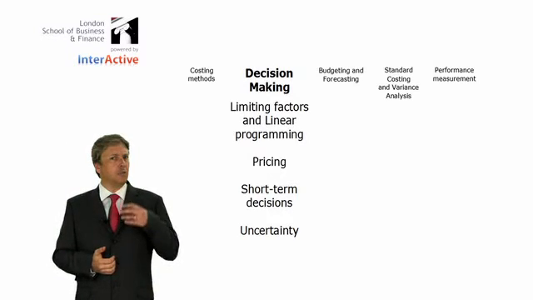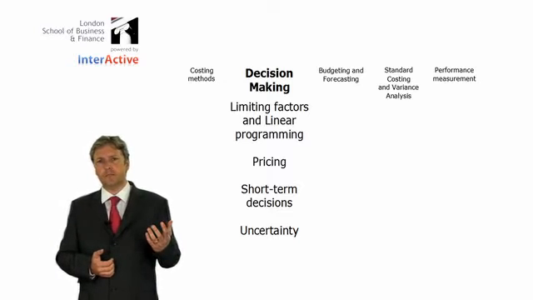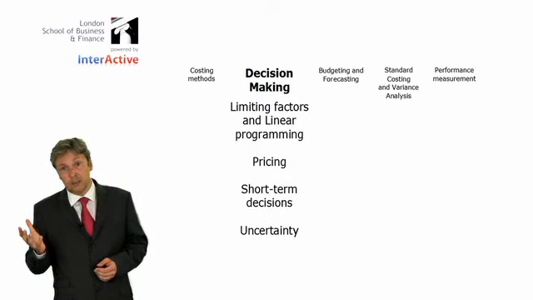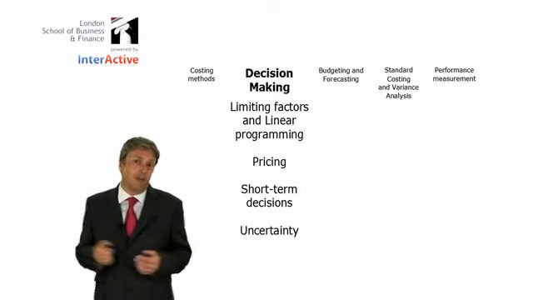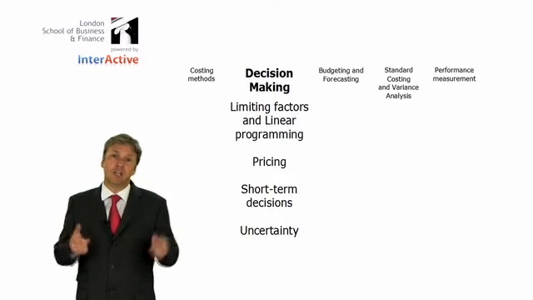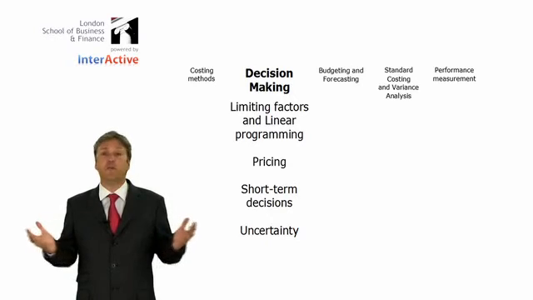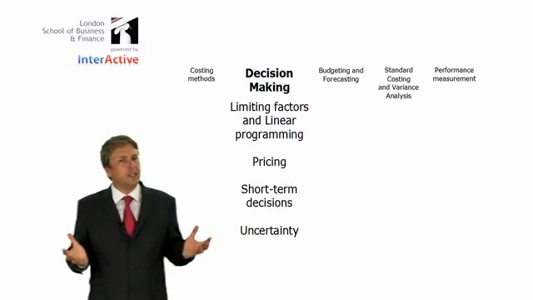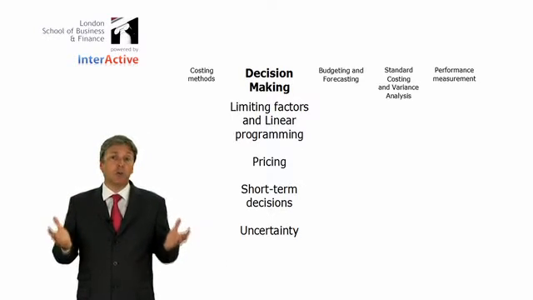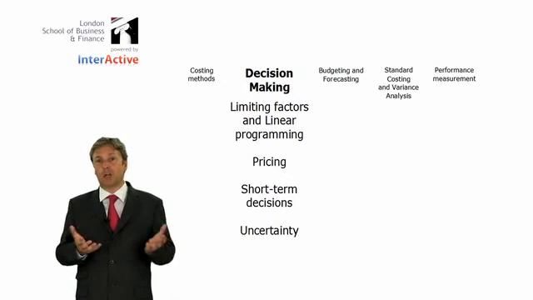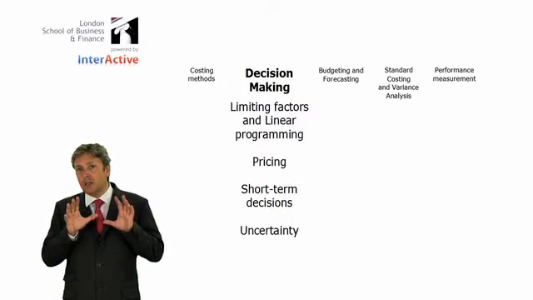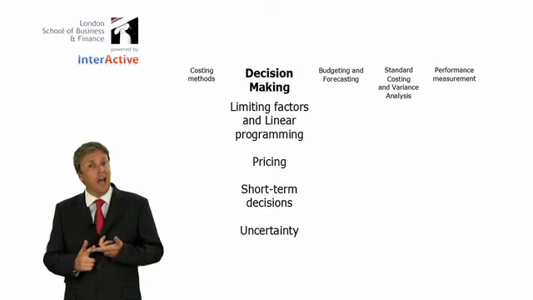We also have to know about relevant cost analysis in terms of short-term decision making. We also have to look at pricing. Now, you could argue that pricing doesn't necessarily have to be part of decision making, but it's put here in this syllabus for various reasons. And then finally, we have uncertainty. We're looking at the idea that possibly things are not certain, and we have to look at the range of possible outcomes and their relative likelihood. So, decision making, a big topic area in terms of both learning and in terms of examination.